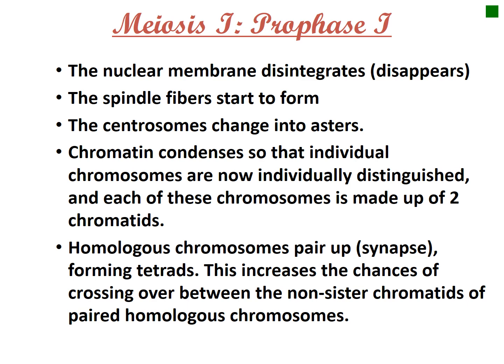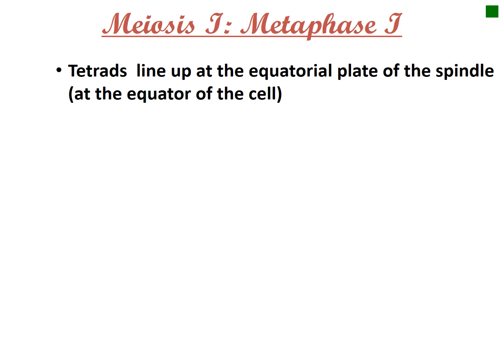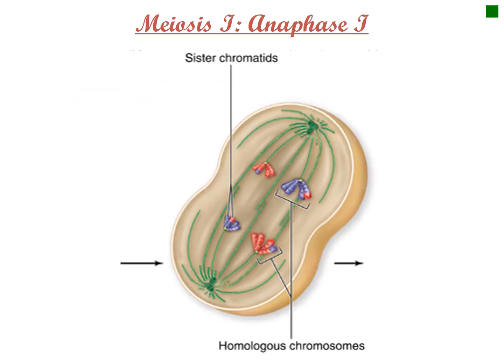Here we have the difference. Homologous chromosomes pair up and synapse. They are known as tetrads. This increases the chance of crossing over between the non-sister chromatids of the paired homologous chromosomes. This is metaphase, and this is what is known as the tetrads. Tetrads line up at the equatorial plate during metaphase 1, on the spindle at the equator of the cell.